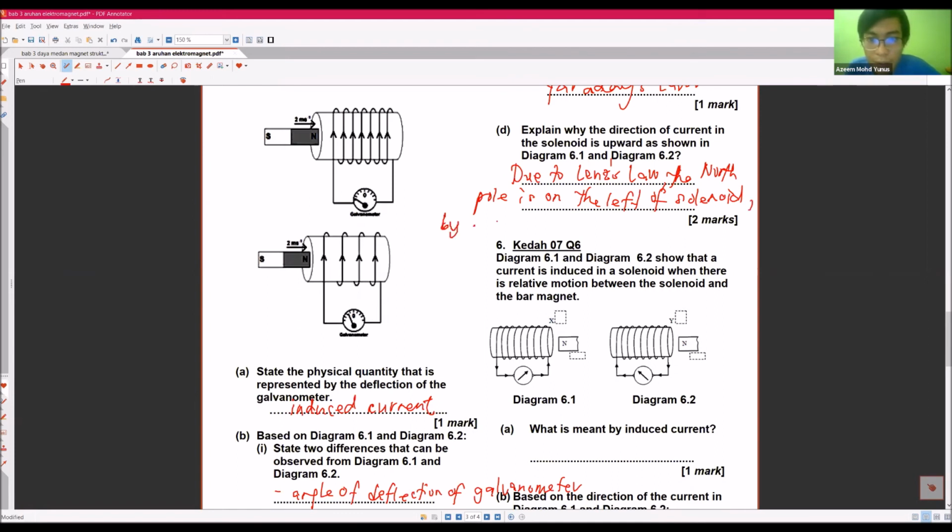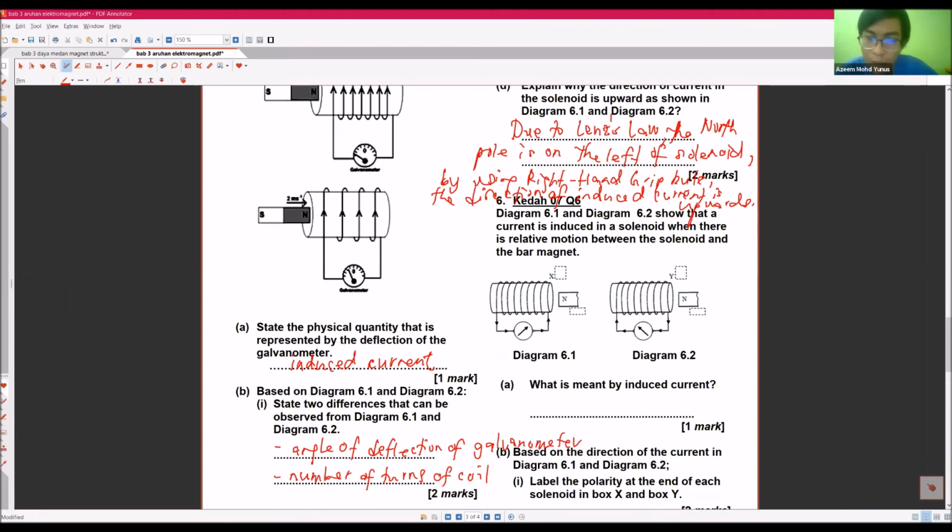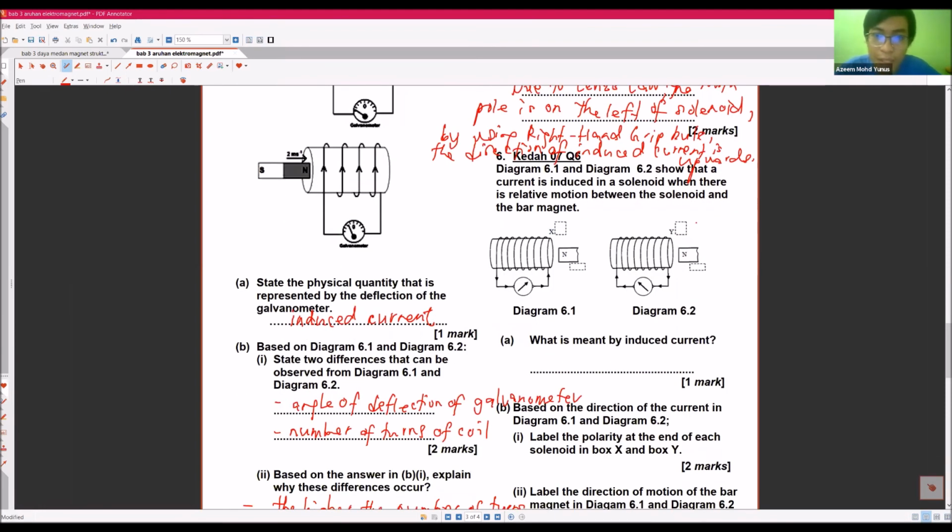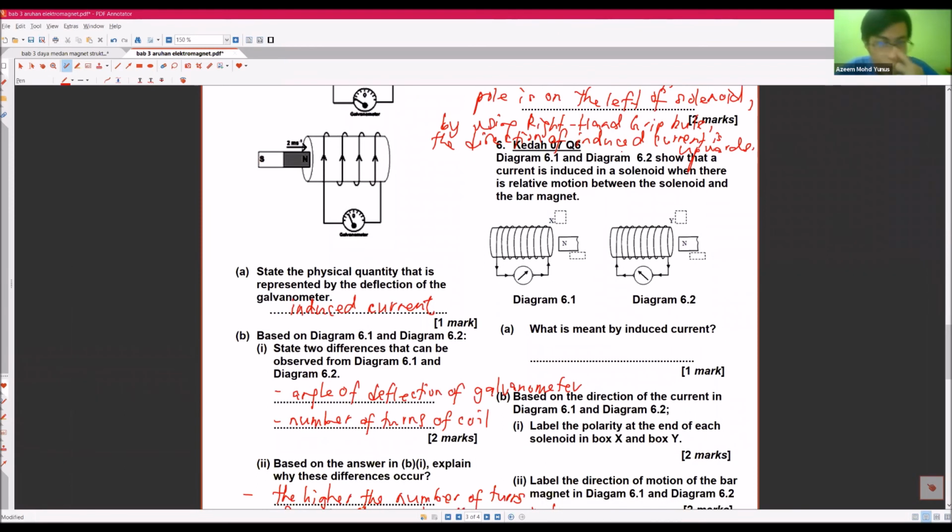Using the right hand grip rule, the direction of the current in this coil is upwards. Okay, you don't need to explain in detail. It's only 2 marks. For structure questions, we need to put it in simple terms. Diagram 6.1 and 6.2 show that a current is induced in a solenoid when there is relative motion between the solenoid and the bar magnet.